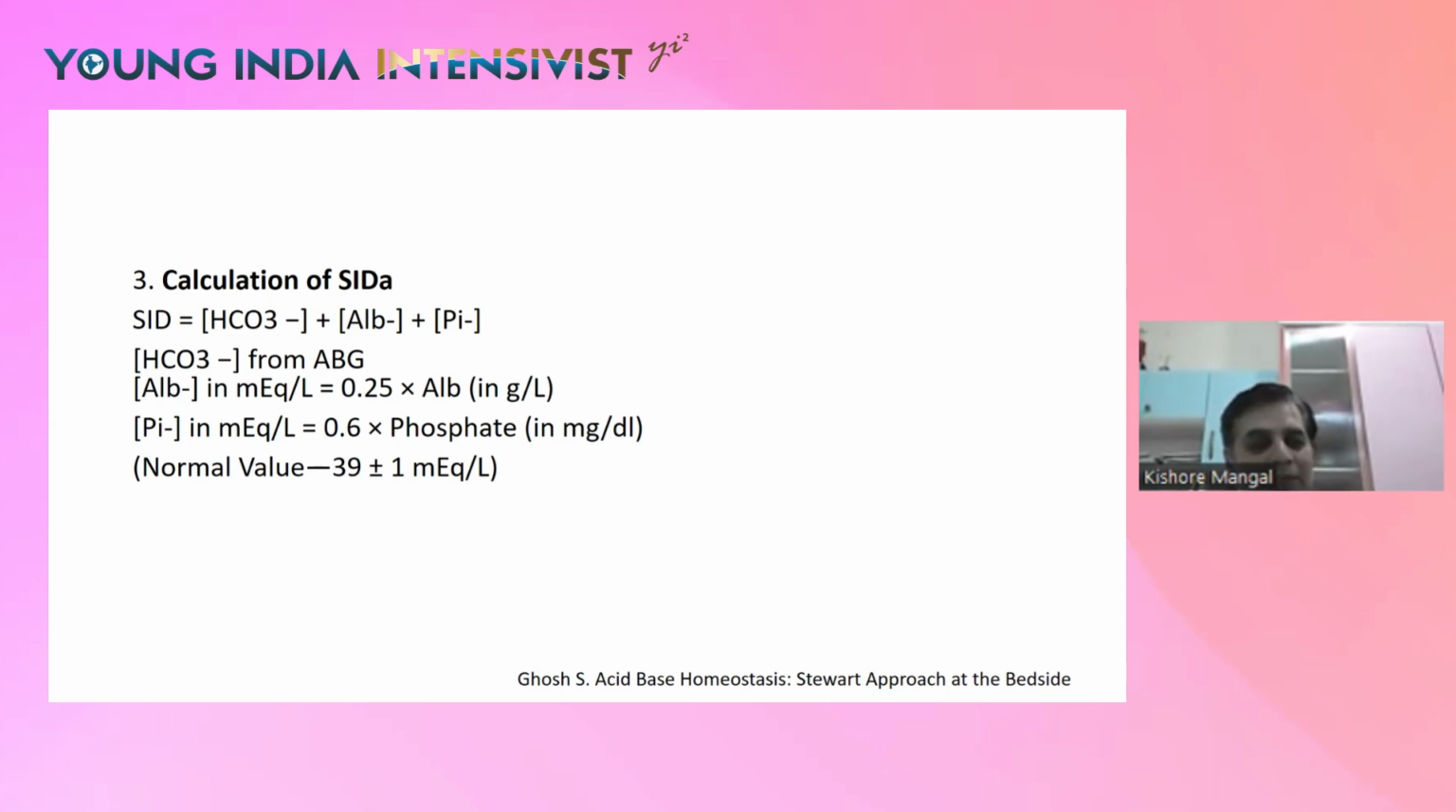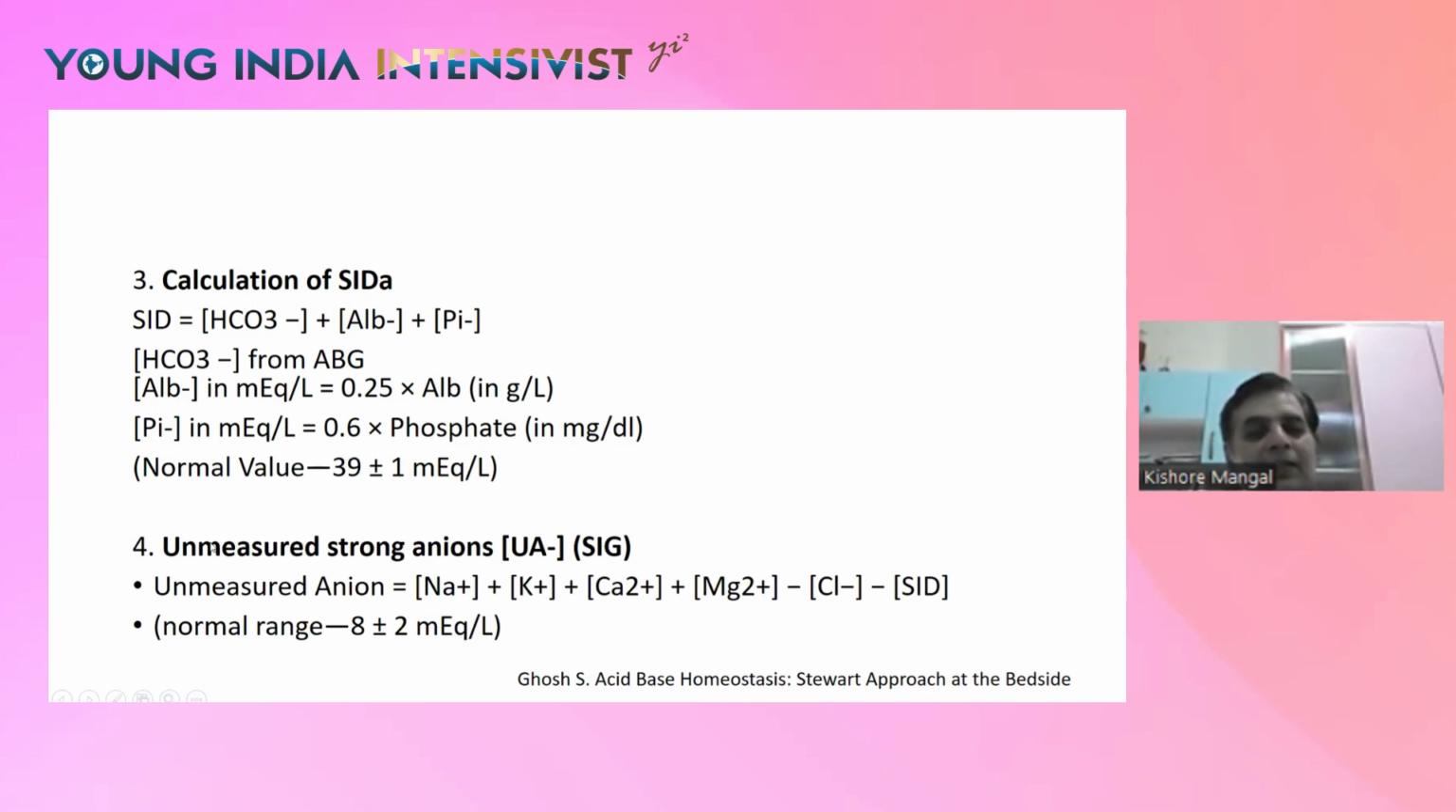HCO3 we can get from ABG. Albumin we usually get from our labs in the form of gram per liter, and it can be converted into milliequivalent per liter by multiplying it by 0.25. If you have it per deciliter, then you have to multiply by 2.5. And phosphorus we have in milligram per dl, so you have to convert it into milliequivalent per liter by multiplying the phosphate level by 0.6. So you calculate the albumin level, you calculate the phosphate level. We know that these things can have a direct impact on acidosis and alkalosis, and then we also calculate the SID. So three calculations are there here.